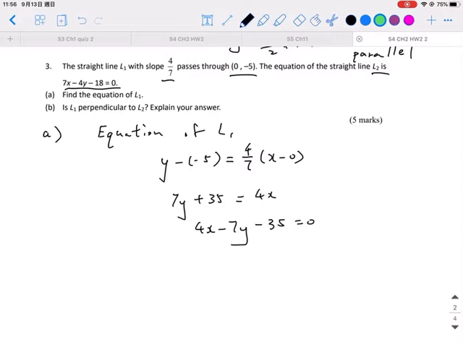Okay, so we finished the first part, and the second part is L1 perpendicular to L2. So we need to find the slope of L2 first. Okay, so I just changed to slope-intercept form.